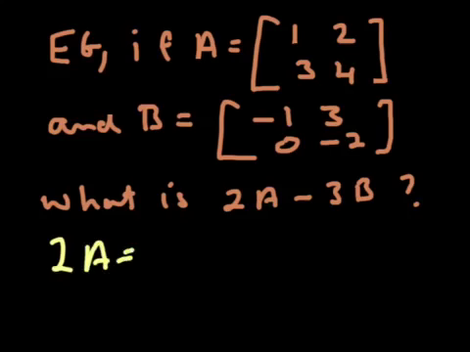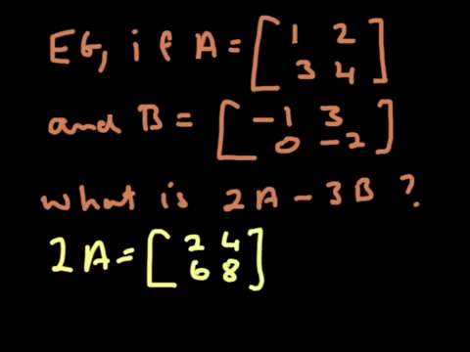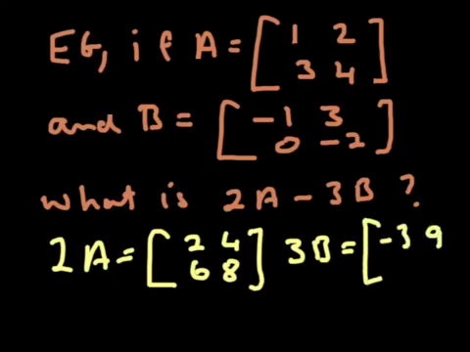is equal to, we're just timesing every element, or every cell in our matrix by 2. So it becomes 2, 4, 6, 8. And 3B, in a similar way, is going to equal 3 times -1 is -3, 3 times 3 is 9, 3 times 0 is 0, and 3 times -2 is -6. Okay, so that's 3B. Now, all we have to do is subtract 3B from 2A.